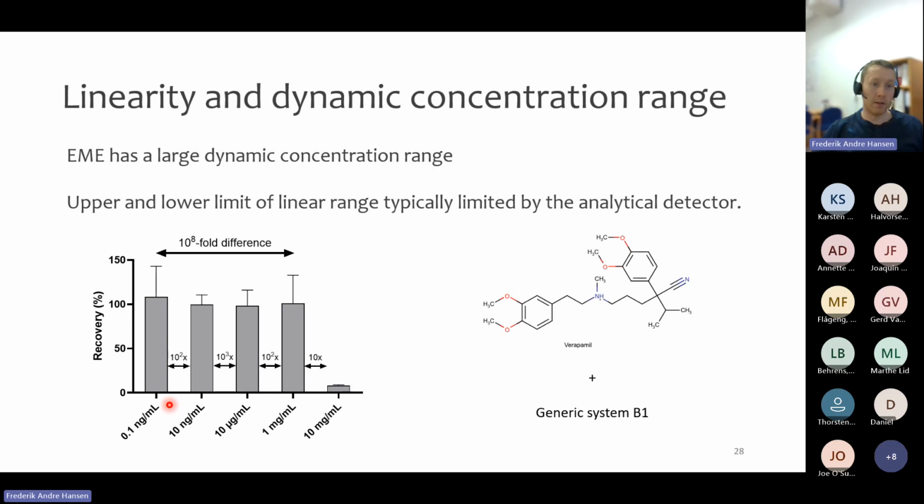And what you can see here is at 0.1 nanogram per milliliter, which was about the lowest we could measure with the LC-MS method, we have about 100% recovery, and this continues all the way up to 1 milligram per milliliter. It's only when we go to 10 milligram per milliliter that we see a saturation. So this is a 10 to the 8th fold difference, which is much, much wider than most analytical detectors. So almost no matter what application you have, this can work for that concentration range.